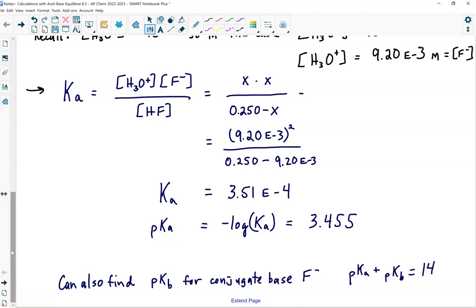So if the reaction went in reverse, F minus plus H3O+ became water and HF, that equilibrium constant would be Kb, right? It turns out that the equilibrium constant for that direction is called Kb, and from Ka you can find pKb, and then 10 to the negative pKb would be the Kb of that conjugate base. So there are all these intertwined relationships mathematically.